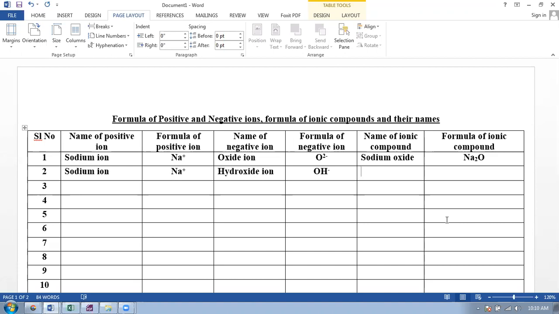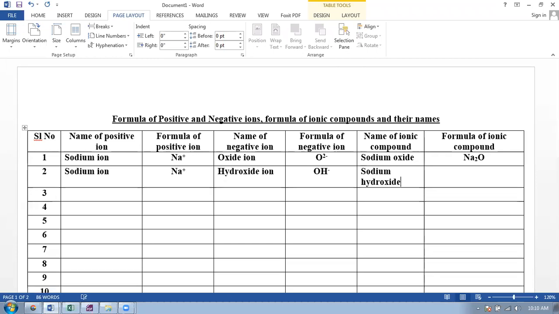But I think that if you understand how to form positive and negative ions, how many electrons an atom donates or gives to form a positive ion, and how many electrons an atom gains to form negative ions, if you understand this concept, that would be better. So the name of the ionic compound, when sodium and hydroxide ion form together, it forms sodium hydroxide definitely. So writing the name is very simple, sodium hydroxide.